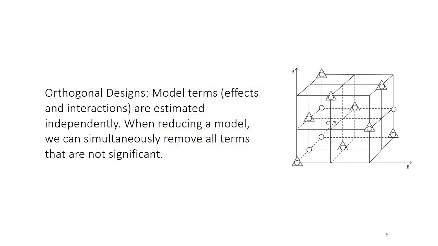Another benefit of coding factor levels is a mathematical property of factorial designs we call orthogonality. When a design is orthogonal, the effects are all independent of one another. This makes the analysis easy because any terms that are not significant can be removed at the same time when analyzing and reducing the model. When a design is analyzed in uncoded units, it may no longer be orthogonal.